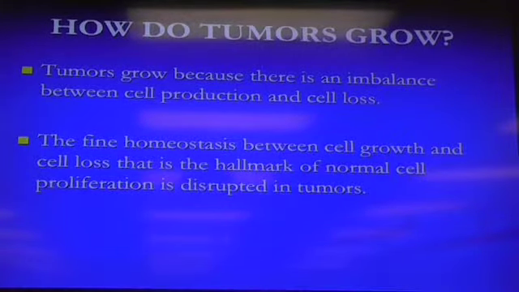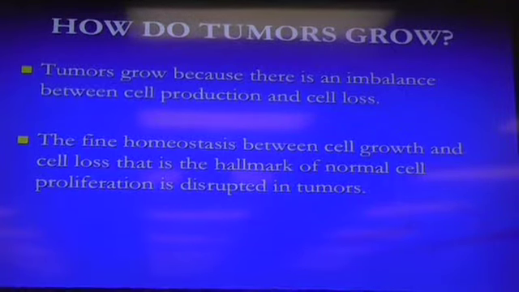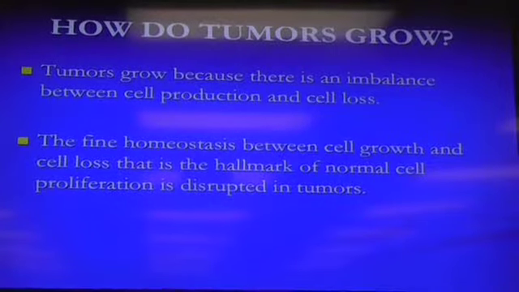Okay, so how do tumors grow? Tumors, as we've already said, grow because there is an imbalance between cell production and cell loss. Usually not enough cell loss, and so production just keeps going. The homeostasis between cell growth and cell loss, that is the hallmark of normal cell proliferation, is disrupted in tumors.